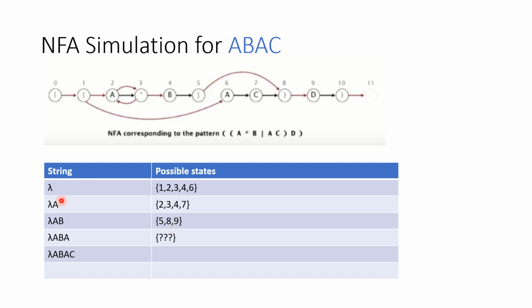So now you're in 5, 8, and 9, you get another A. But if you're in 5, 8, or 9, there's nothing the A can do. This A cannot do anything. So that means you cannot transition anymore, and we don't accept this string, the ABAC string. So that's the end of this demo about NFA.